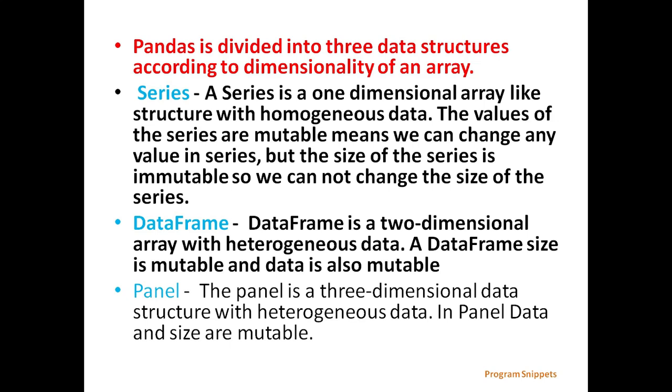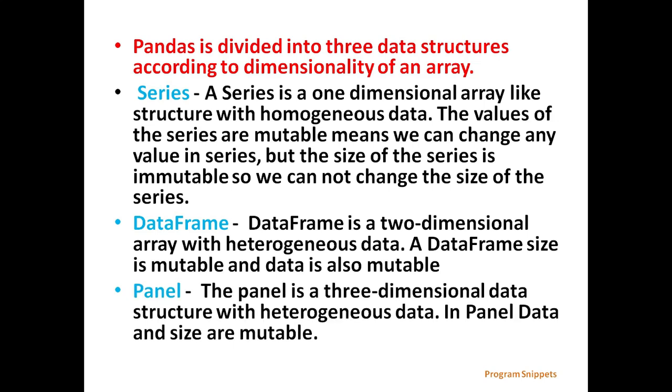Second is data frame. It is a two-dimensional array with heterogeneous data. A data frame's size is mutable and the data is also mutable. And third is panel, which is a three-dimensional data structure with heterogeneous data. In panel, data and size are mutable.